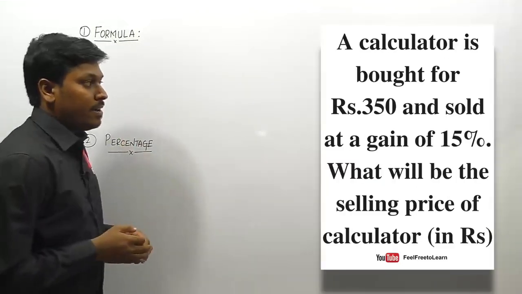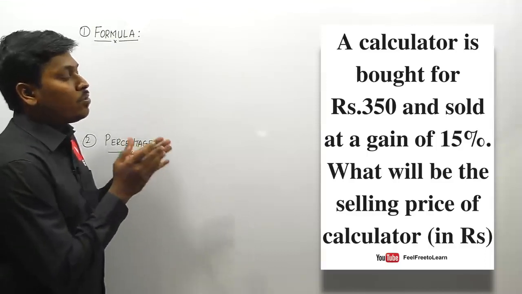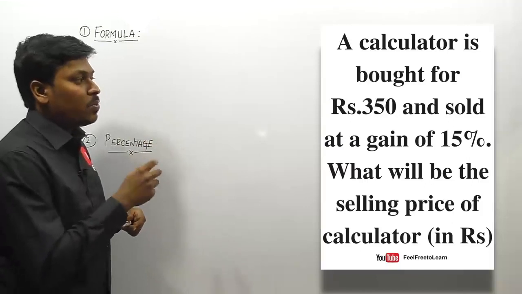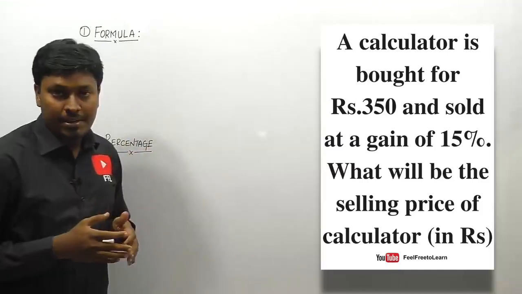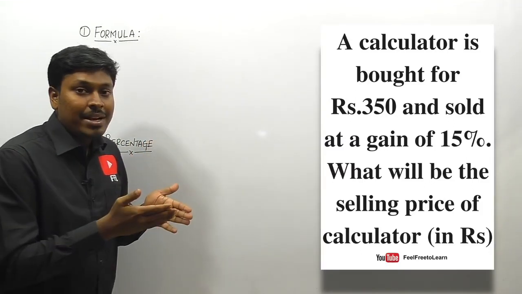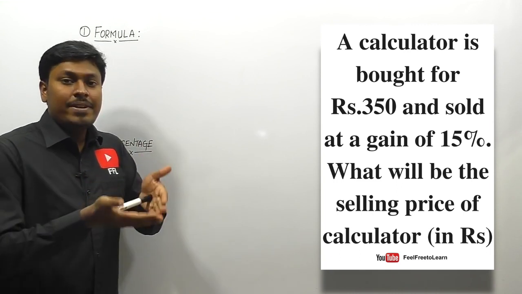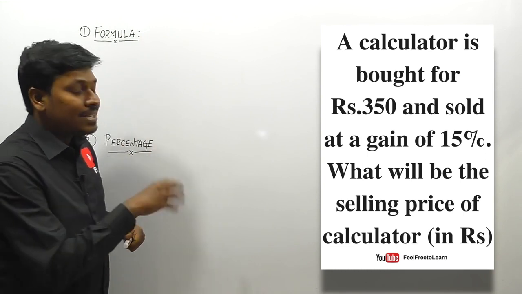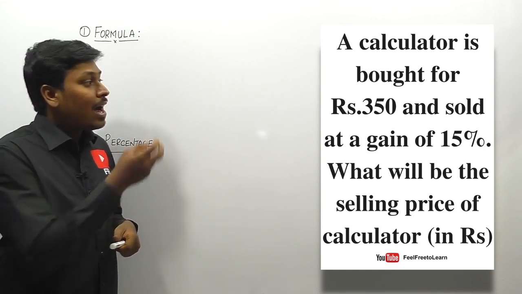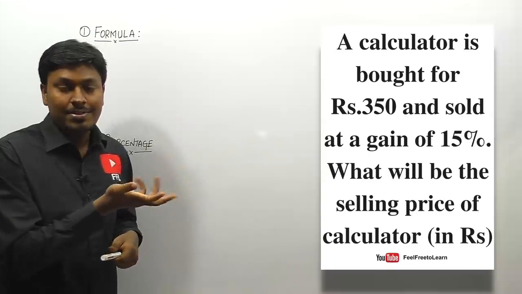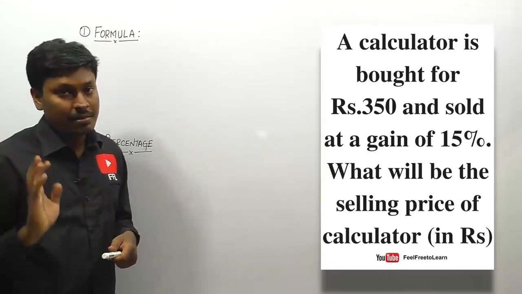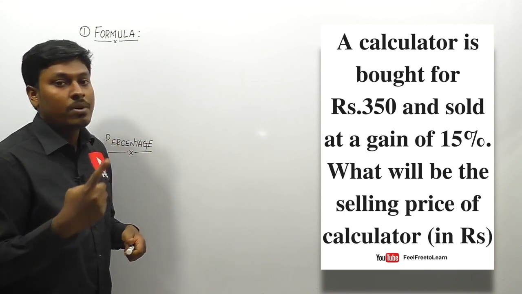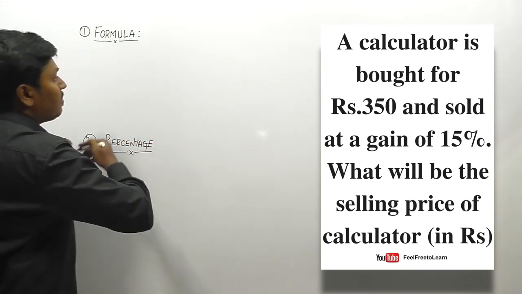Question number 5. A calculator is bought for rupees 350 and sold at a gain of 15%. So what will be the selling price of the calculator? So friends, first of all, a calculator is bought for 350. If it is bought for 350, then we can say that the cost price will be 350. And he decided to sell the same calculator at a gain of 15%. So we need to find the selling price of the calculator. So friends, we are going to solve this question by two methods, percentage and also formula, right? First of all, let me move on to the formula method, friends.